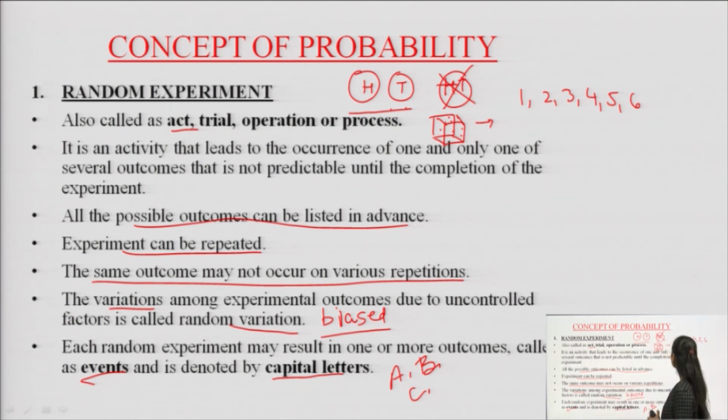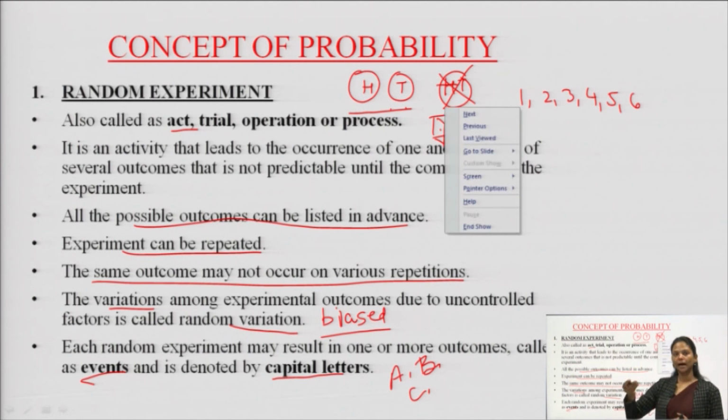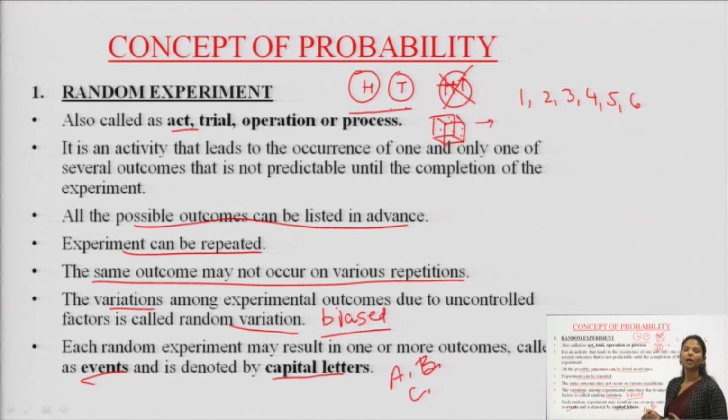So, in that case there are variations, and that is called a random variation. These are events. If I am throwing a dice and it comes out to be 1, then that 1 becomes the event in throwing the dice. If it comes 2, 2 becomes the event, and it is denoted by a capital letter, any capital letter.